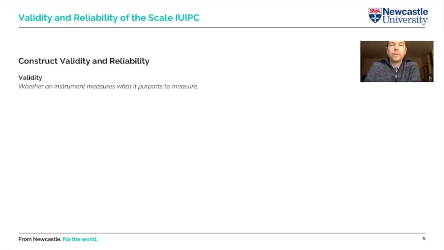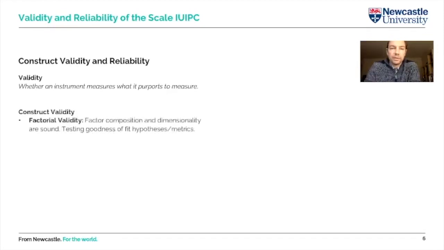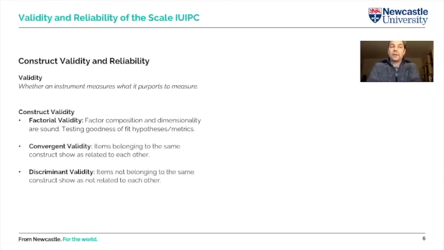Let's have a look at how we investigate construct validity and reliability. First of all, validity means whether an instrument measures what it purports to measure. For construct validity, we first of all have factorial validity, which means the factor composition and dimensionality are sound. So that means we're testing goodness of fit hypotheses and metrics. Secondly, we're looking at convergent and discriminant validity, which means items belonging to the same factor are meant to relate to each other, and items that do not are meant not to relate to each other.